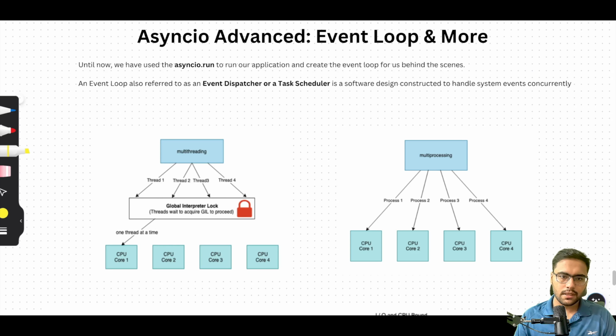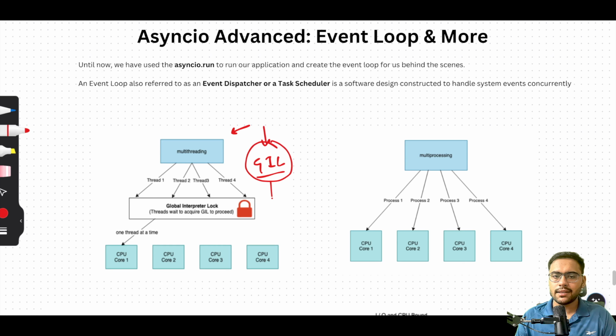We have seen that in the case of multi-threading, we can create multiple threads, but if they want to run, they have to get the GIL. A thread waits to acquire the GIL. The thread that has the GIL is the only one that can execute. So only one thread is running at a time, even though our CPU has 4 cores or multiple cores. So this is multi-threading.